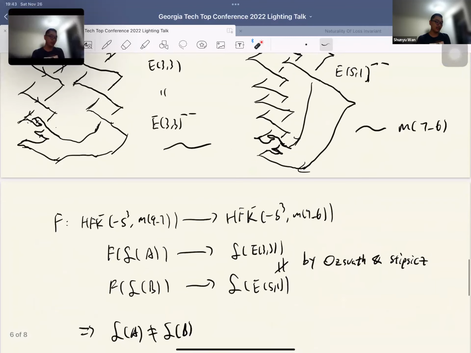By the neutrality theorem, it maps the loss invariant of A to the loss invariant of the E33s, and the loss invariant of B to the loss invariant of the E51s. And by Ozsváth and Lipshitz, those two are not the same. So that tells us the loss invariant of A is not the same as the loss invariant of B. So they are not Lagrangian isotopic. Thanks.